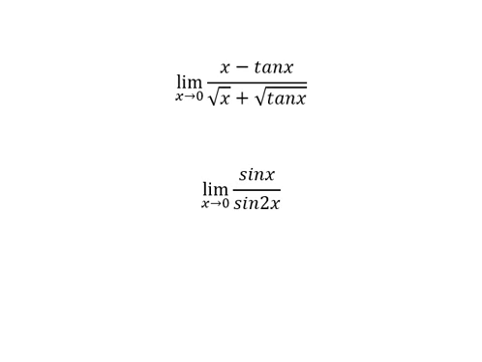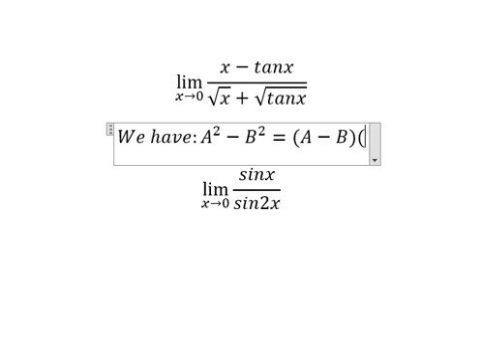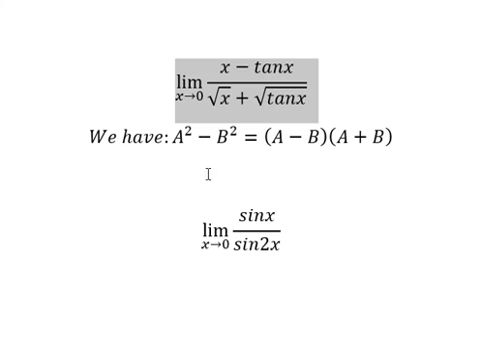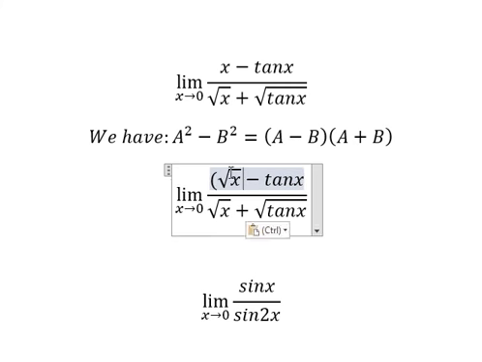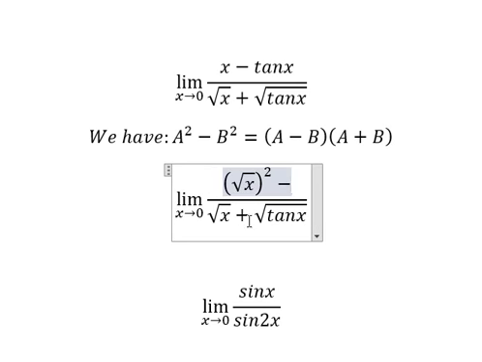We have the formula in here. That is a squared minus b squared equals a minus b multiplied by a plus b. So for this one, you got the square root of s to the power of 2. Tan s, that's the square root of tan s to the power of 2.